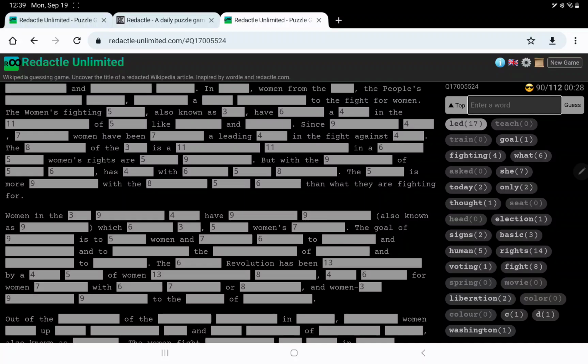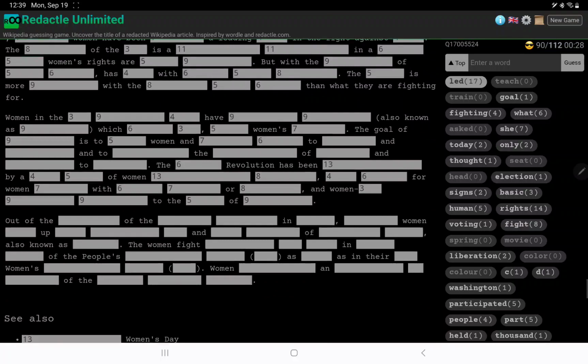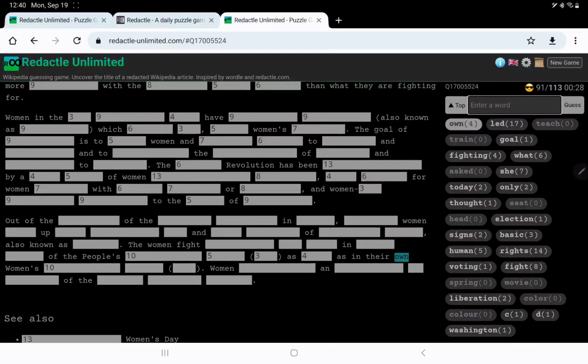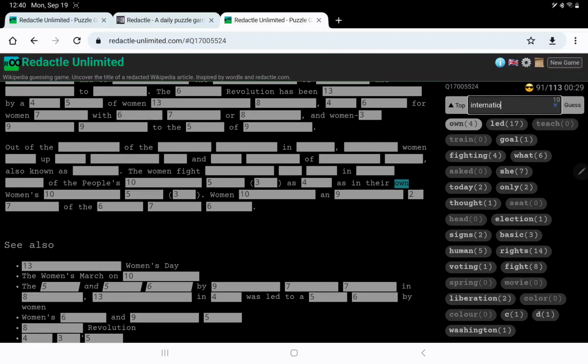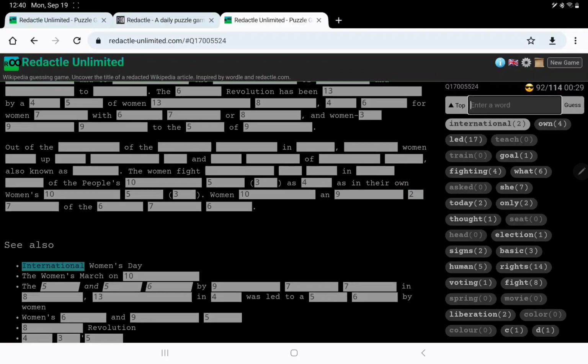No, and women -3. People's 10-5 in their own women's 10-5. Okay. Women 10 and 9-2-7. Oh, International Women's Day. So women was very important here, obviously. Oh, and then by women, I think is going to be up at the top.